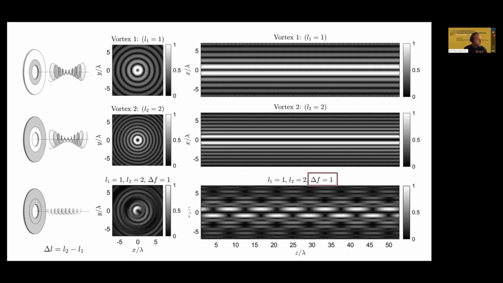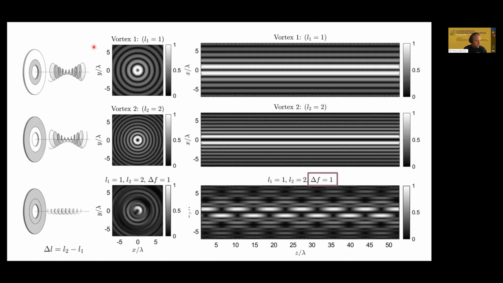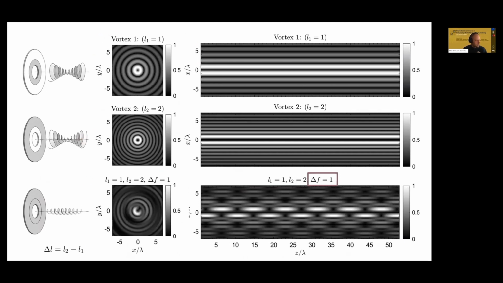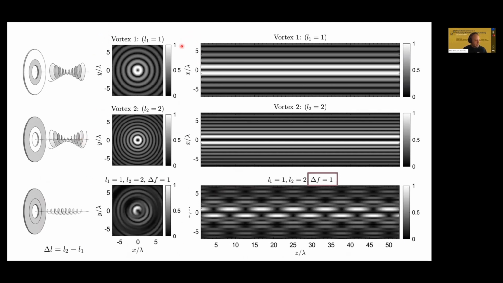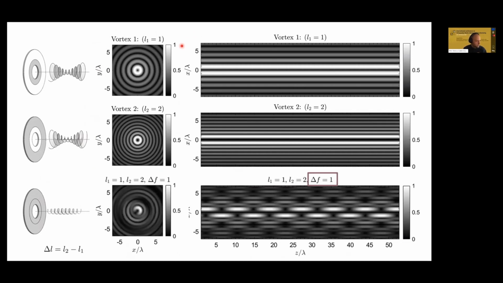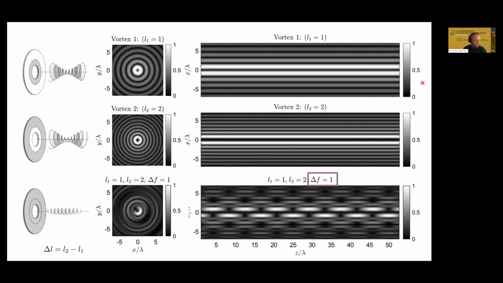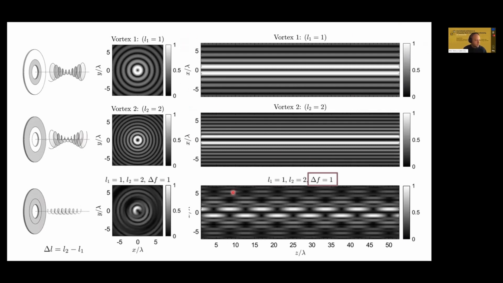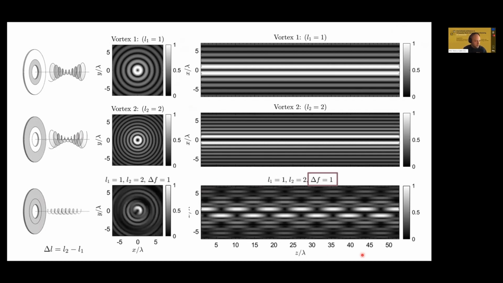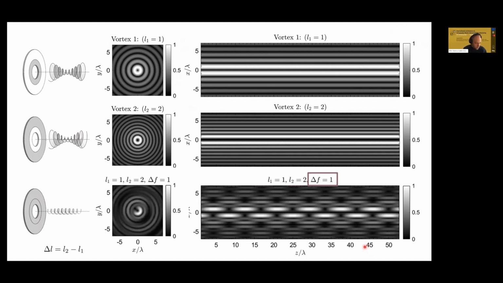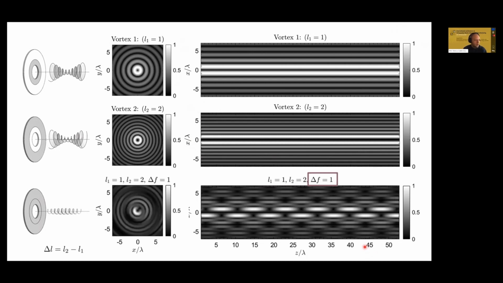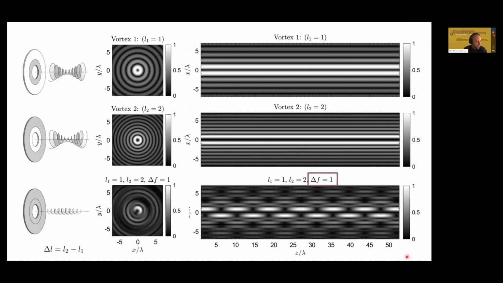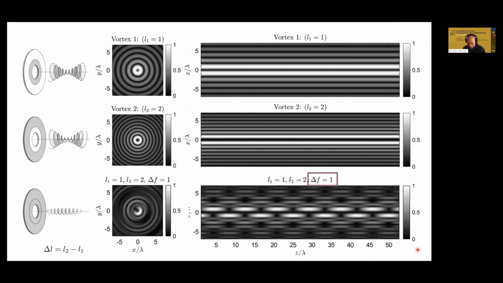In terms of intensity distributions, it looks like this. Here we have the transverse cuts of the patterns in the XY plane, and on the right-hand side, we have the longitudinal cuts. So at the top, a topological charge of 1, in the middle, a topological charge of 2, and at the bottom, the combined result having a difference in topological charge of 1 and a frequency or wavelength offset to facilitate movement. In acoustics, it looks like this.